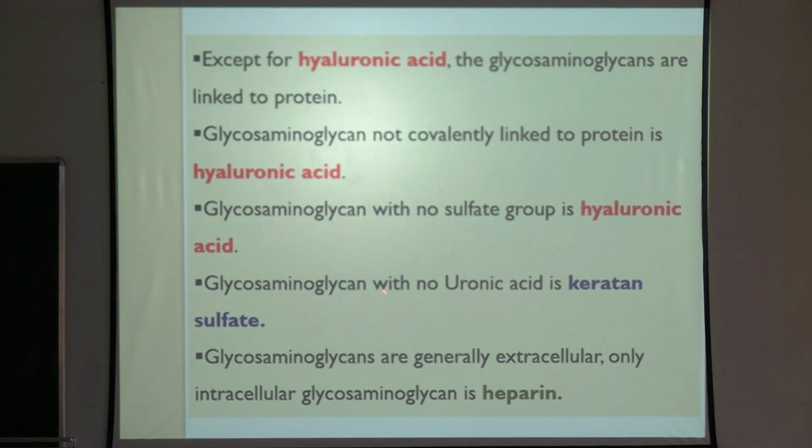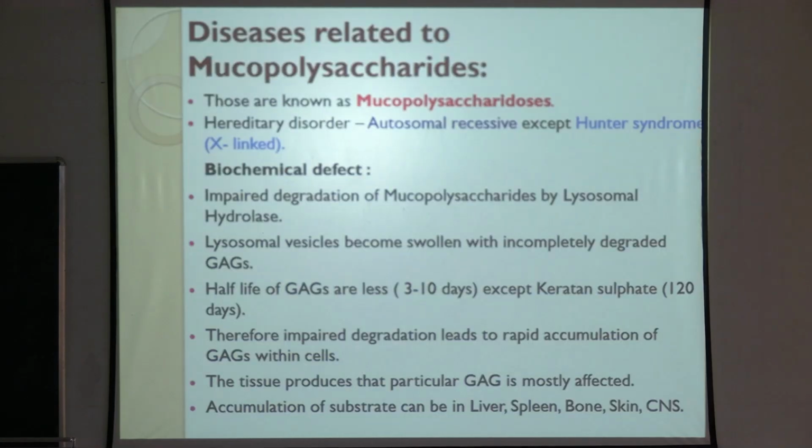Glycosaminoglycan with no uronic acid is keratan sulfate. What is there? Simple galactose. And they are mainly extracellular, the exception is heparin. Next. Now, diseases related to mucopolysaccharides are known as mucopolysaccharidoses. They are mainly autosomal recessive.